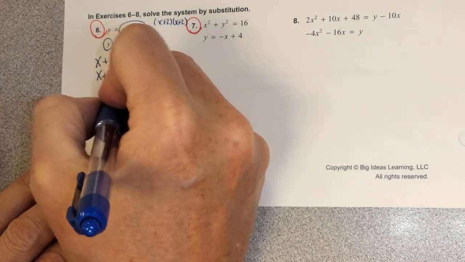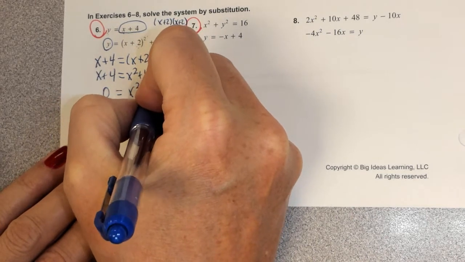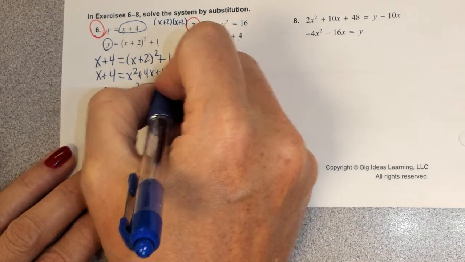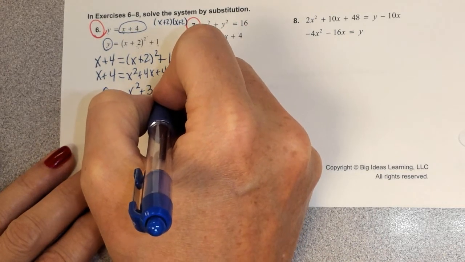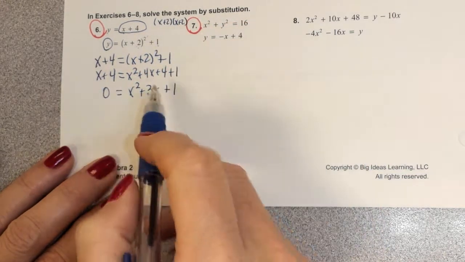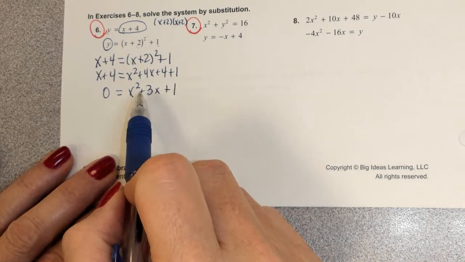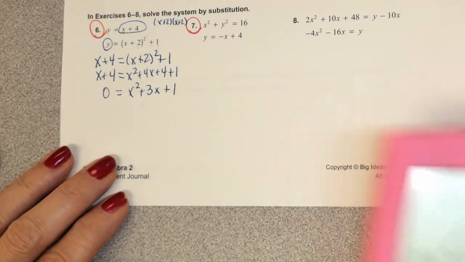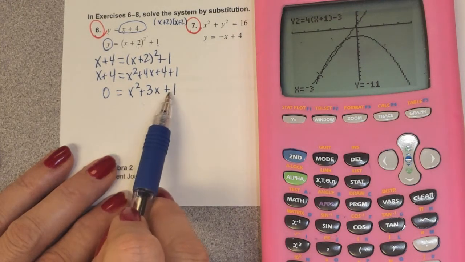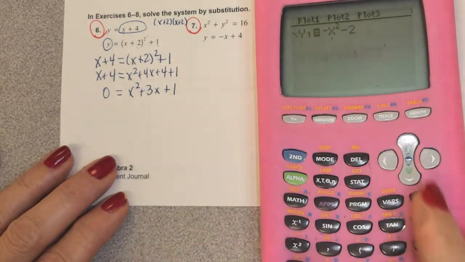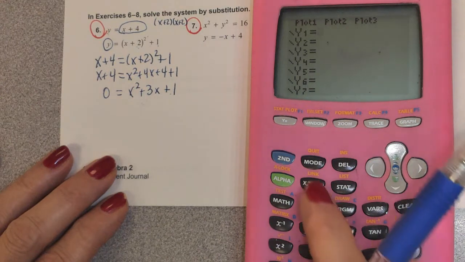I need to get it set equal to 0. So I'm going to subtract x. So I'm going to have x squared now plus 3x. This is 5, and I'm going to subtract 4. So I'm going to have plus 1. So now looking at this, I can see that this can't be solved by factoring. There are no numbers that will multiply to be 1 and add to be 3. So I'm just going to double check this. We could have made a little mistake somewhere.